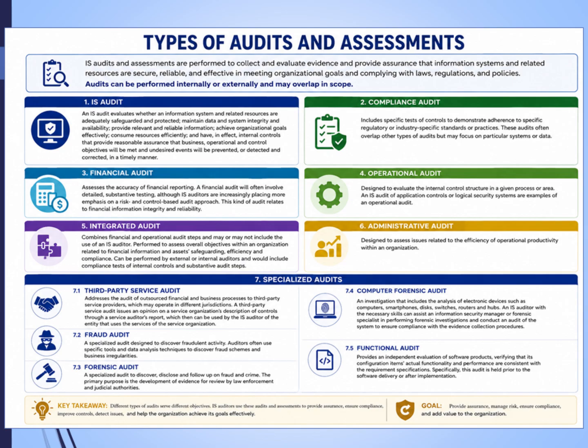Information systems audits and assessments are performed to evaluate controls, collect evidence, and provide assurance that systems and processes support organizational objectives securely and effectively. Different audit types focus on different objectives and areas of risk. An IS audit evaluates whether information systems are properly protected, reliable, and aligned with business requirements.